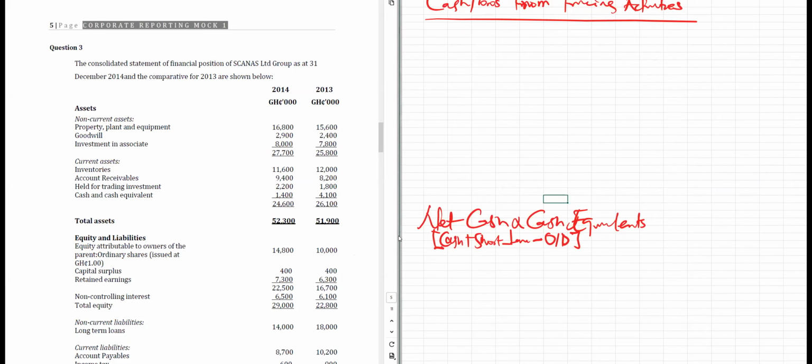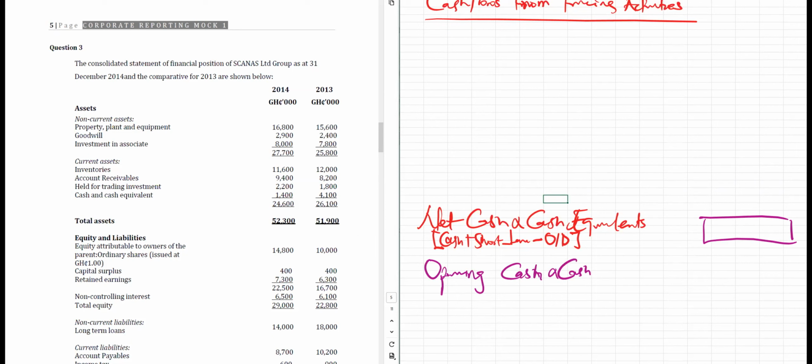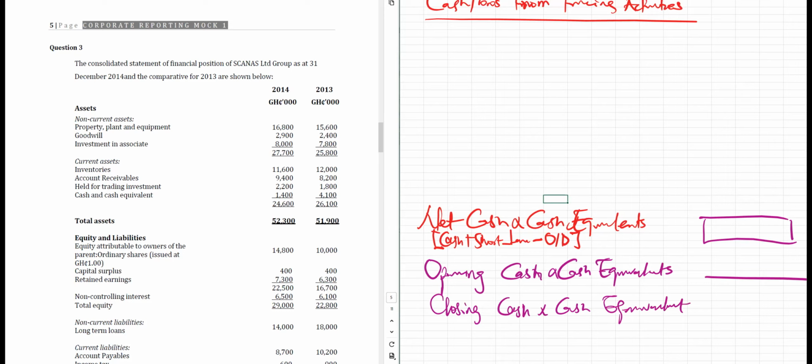So in that case, you see this net cash flow. We have to add this net cash flow to our opening cash and cash equivalents to get the closing cash and cash equivalents. Good. Usually I do workings for this, but what you can see here is straightforward, right?